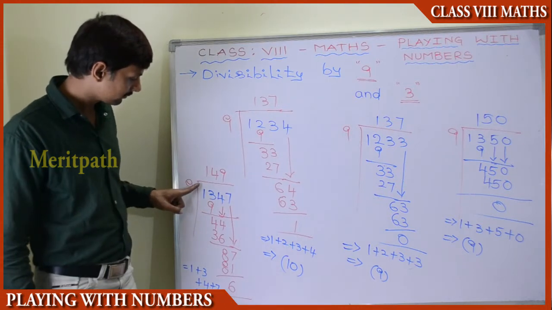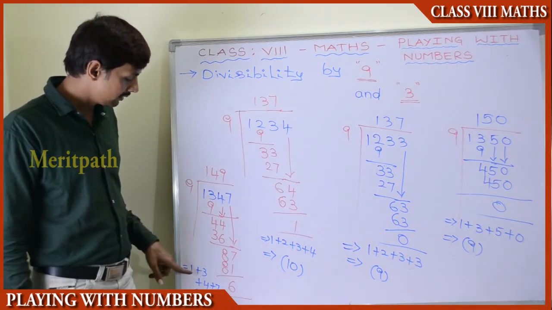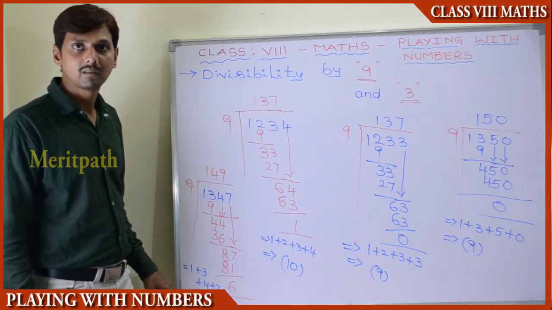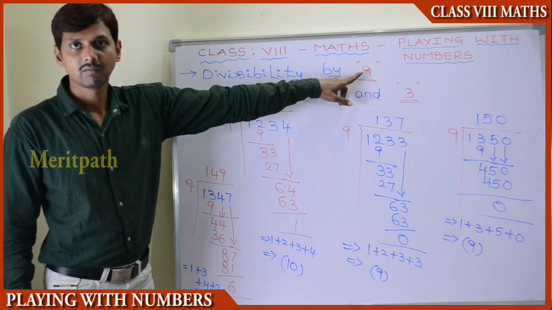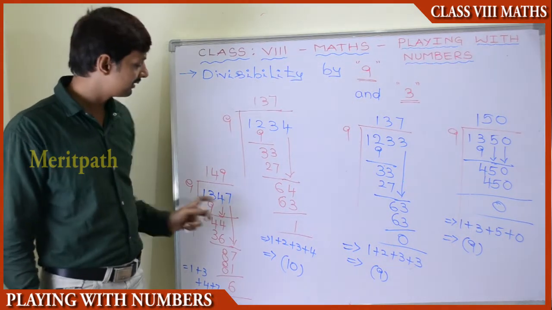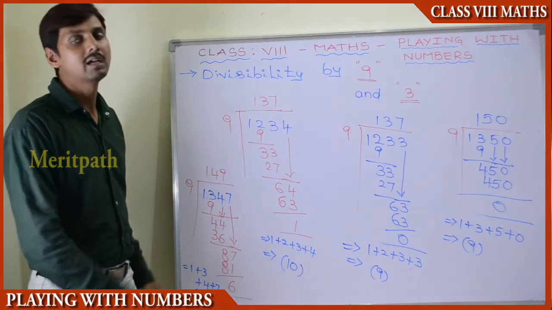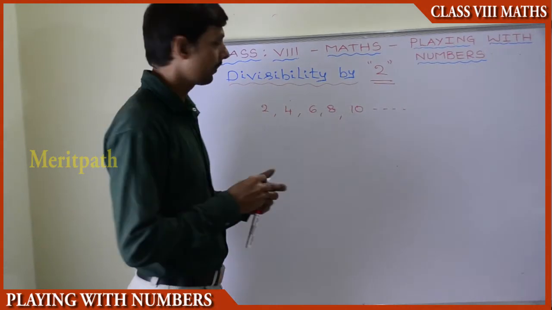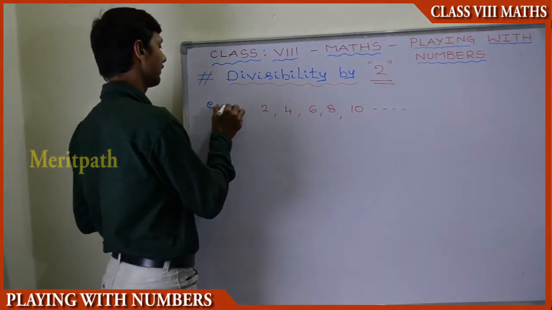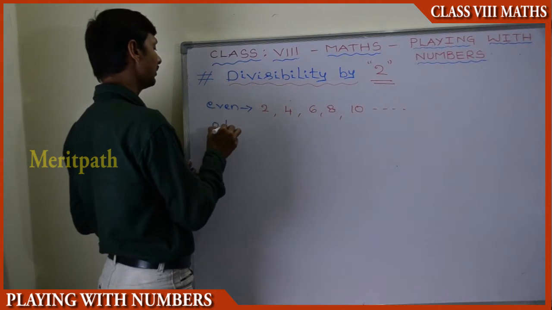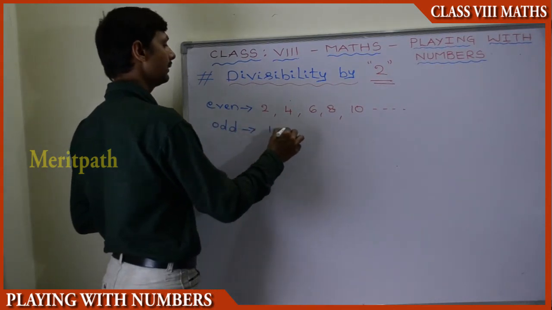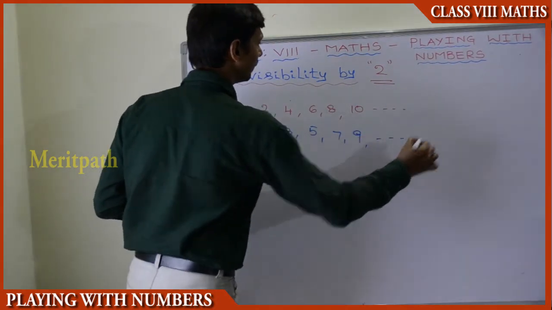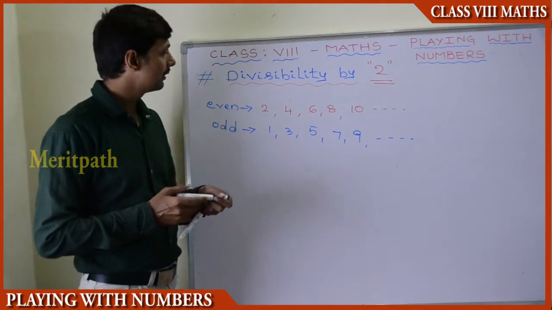So here, 1347. This is 1 plus 3 plus 4 plus 7. We got 15. 15 is not divisible by 9. That's the reason this whole number 1347 is not divisible by 9. And so on, these are the even numbers we got. And odd numbers are 1, 3, 5, 7, 9, 11 and so on. These are odd numbers we got.